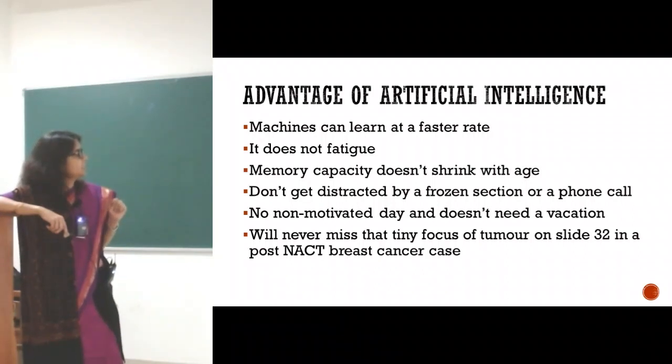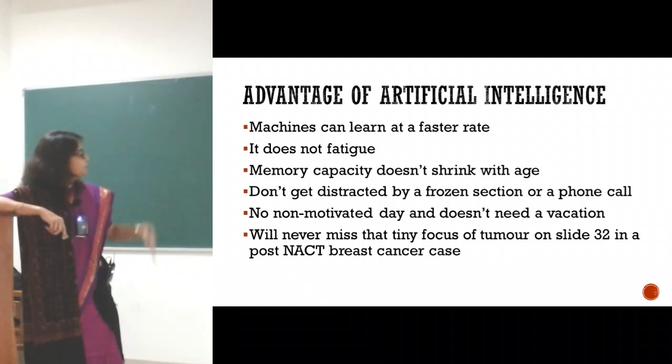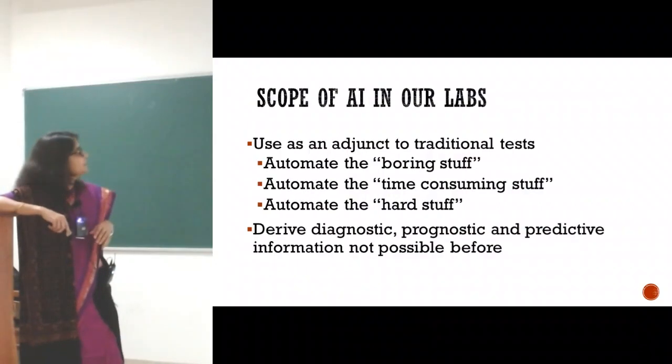Machines can learn faster, while training a good histopathologist can take years. They don't fatigue. Their memory capacity doesn't shrink with age. And they don't get distracted, so repeatedly you get precision reporting from them, and the intra-observer variability is also lower. And so these are the reasons why we are interested in changing over to computational pathology.